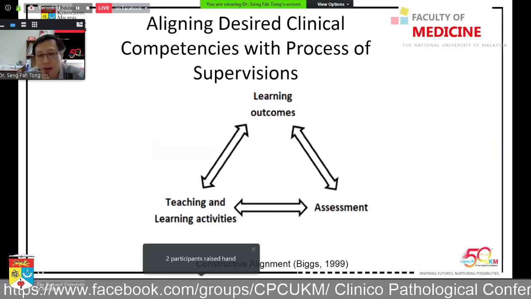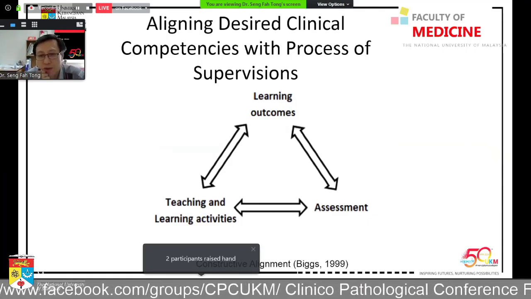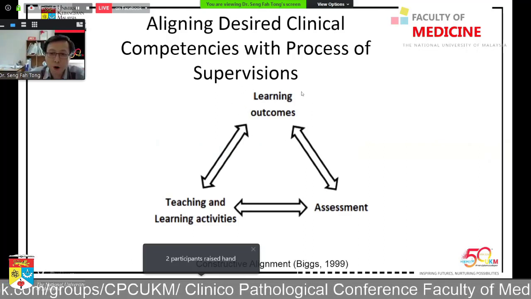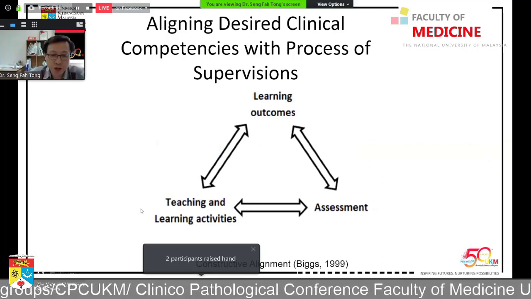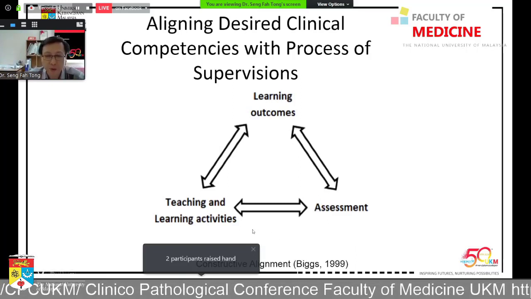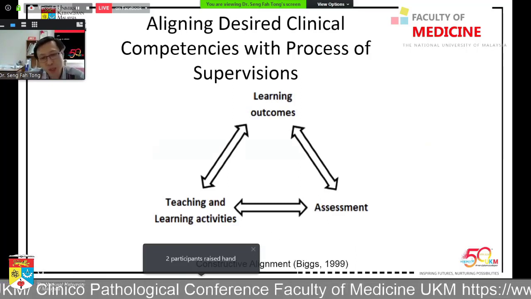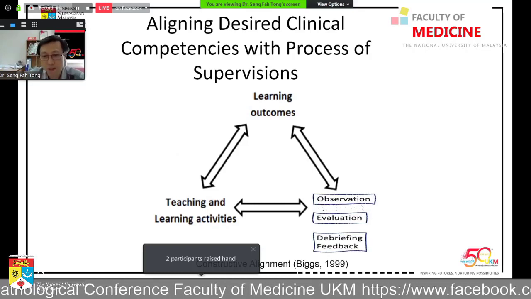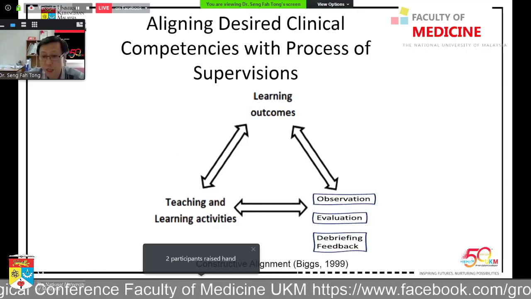This is what I put up, borrowing from constructive alignment, where we always talk about learning outcome, assessment, and teaching learning. It has to come in a coherent manner. So in clinical supervision, I don't see a difference. If you borrow the same model, assessment will be something like observation, evaluation, debriefing, and feedback.